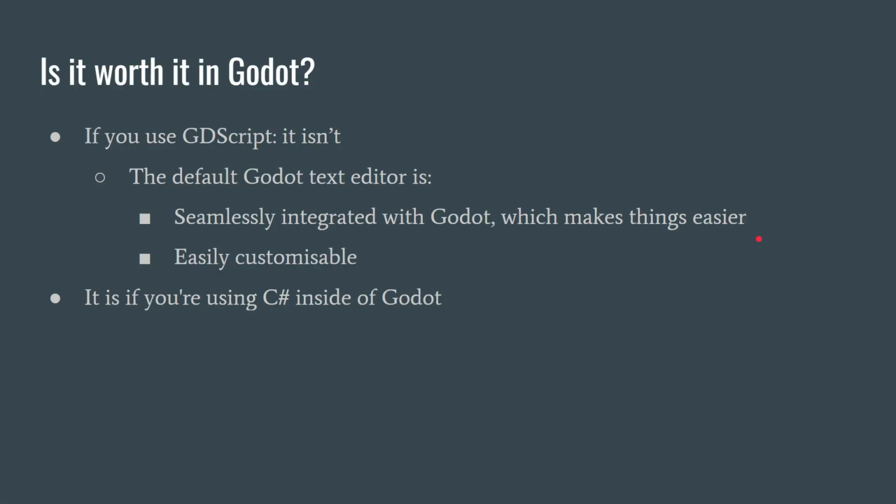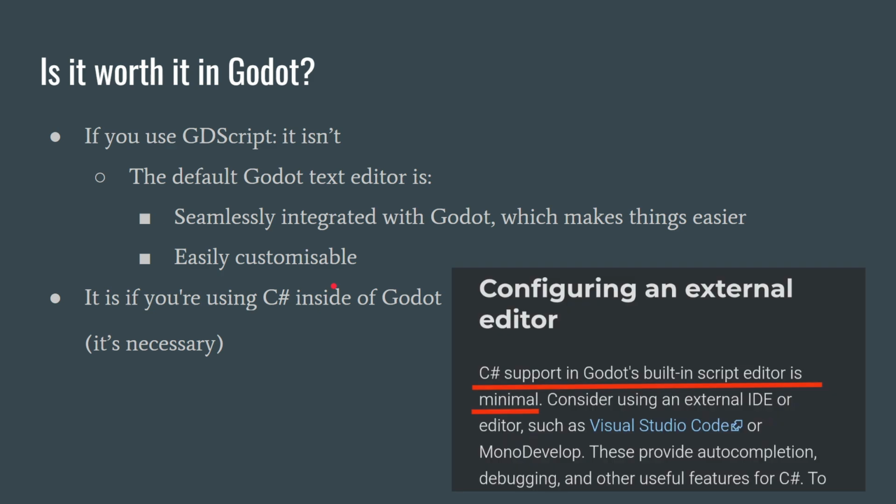Now the situation is quite different if you are using C# inside of Godot, basically the Mono version of the engine, because it is actually necessary. It is a must to run C# code in Godot. Because as it is stated in the Godot documentation, C# support in Godot's built-in script editor is minimal. So if you try to code in C# inside of Godot, you will get poor autocompletion, debugging, and other useful features for C#. So why would you deal with this lack of features if you can just install and quite easily set up a brand new external code editor?